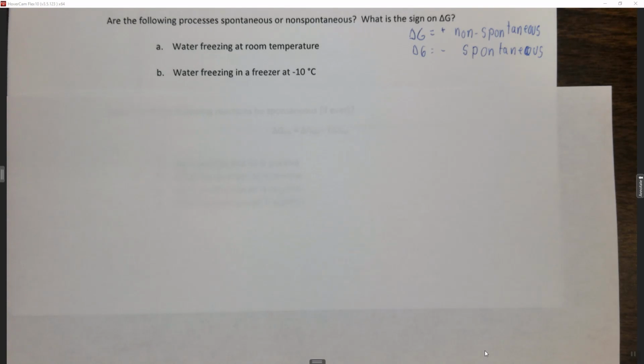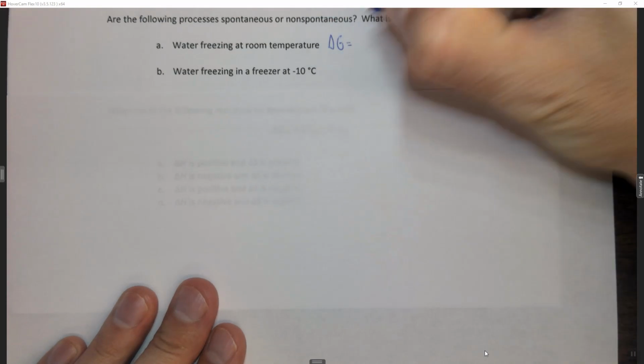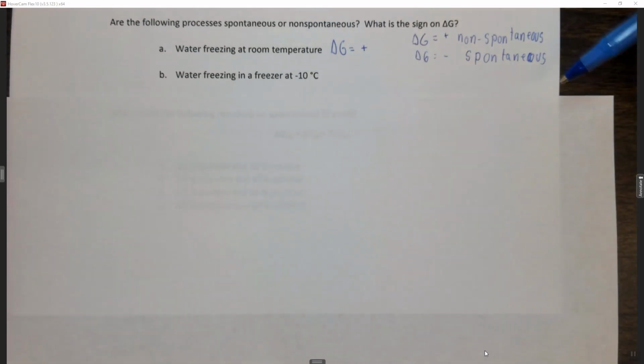Water freezing at room temperature. So if you have a glass of water at room temperature, that water will not freeze spontaneously. So in this case, the delta G is equal to a positive value, and this is a non-spontaneous process.